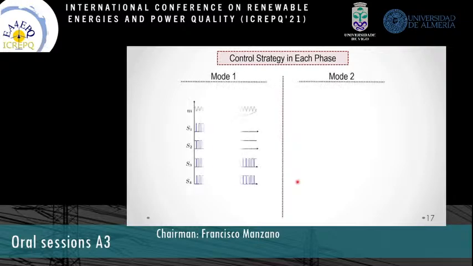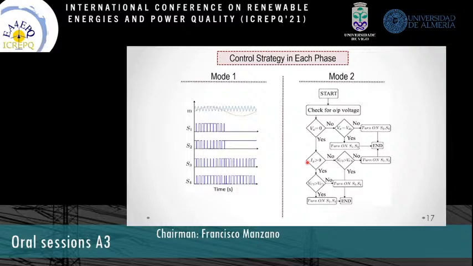In the first mode, the control of the inverter is very simple since the voltage across capacitor C2 is naturally balanced. The conventional sine pulse width modulation technique is utilized in mode 1, and its output is used to generate the appropriate switching gate pulses for the inverter. In the second mode, the control strategy is modified in order to maintain the voltage across capacitor C2, which is not naturally balanced. The control strategy used in mode 2 is illustrated in this image, where the flow diagram is applied to generate the appropriate switching gate pulses for the inverter.